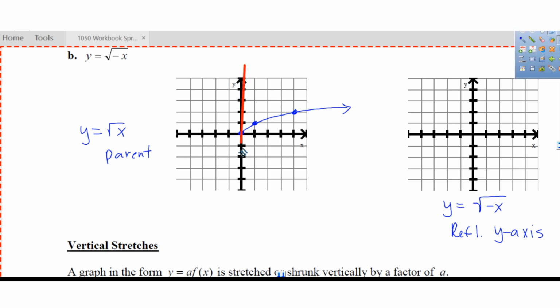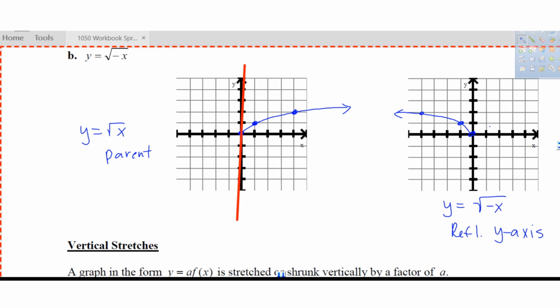This is your y-axis. Fold the paper across that red line. What's going to happen? Instead of right 1 up 1, it'll be left 1 up 1. Instead of right 4 up 2, it's going to be left 4 up 2. Looks like that. There's your graph.